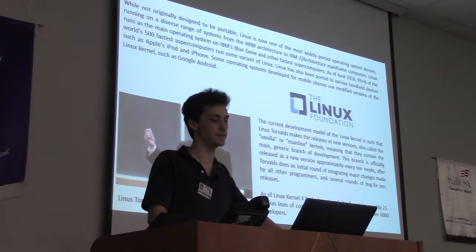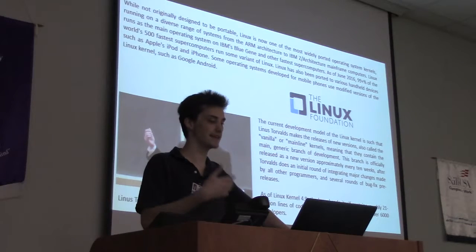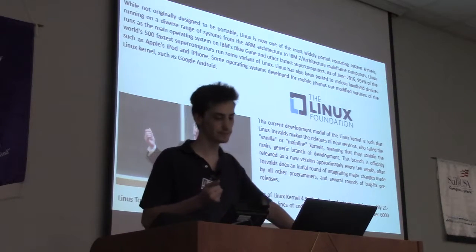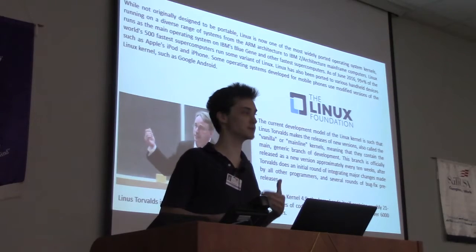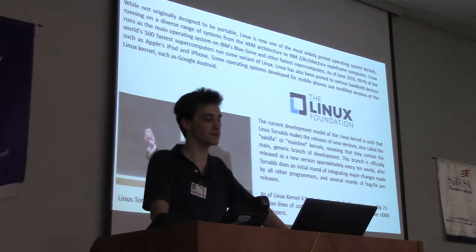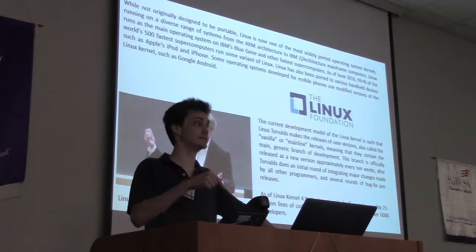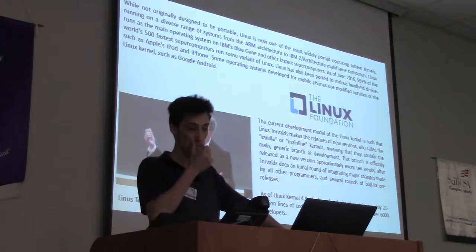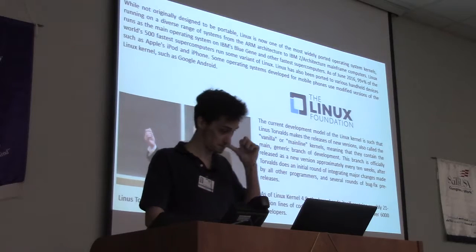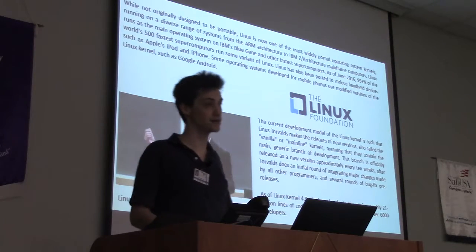So the current development model of the Linux kernel is such that Linus Torvalds makes the releases of new versions, also called the vanilla or mainline kernels, meaning that they contain the main generic branch of development. This branch is officially released as a new version approximately every 10 weeks, after which Torvalds does an initial round of integrating major changes made by all other programmers and several rounds of bug fix pre-releases. As of Linux kernel 4.9, which is the current development release, not released as a stable version yet, the kernel code itself contains roughly 21 million lines of code and contains contributions from over 6,000 developers.